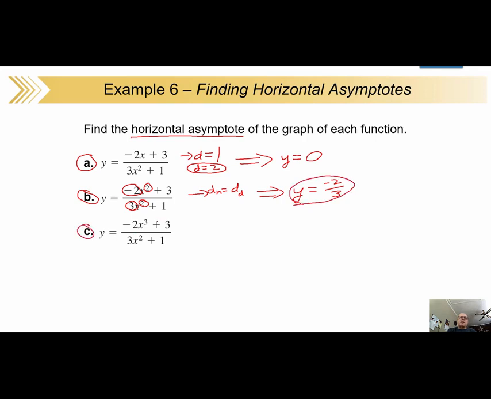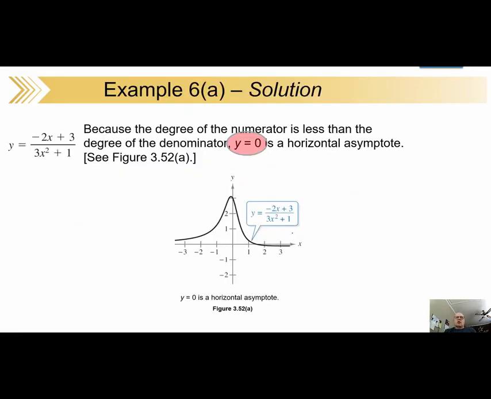Part 3. Notice that in this one, the degree on the top is bigger, so no horizontal asymptotes. If you're looking for one, I'm sorry.